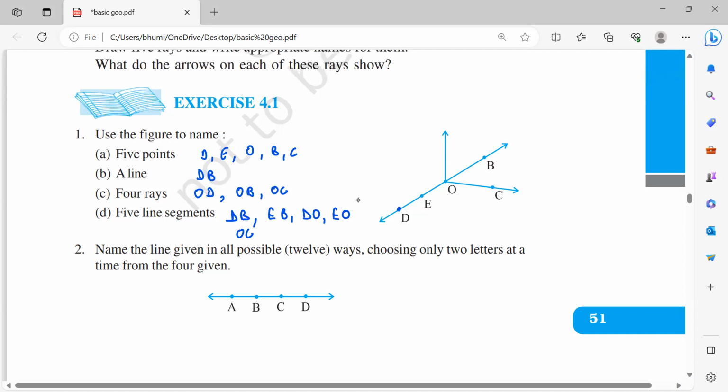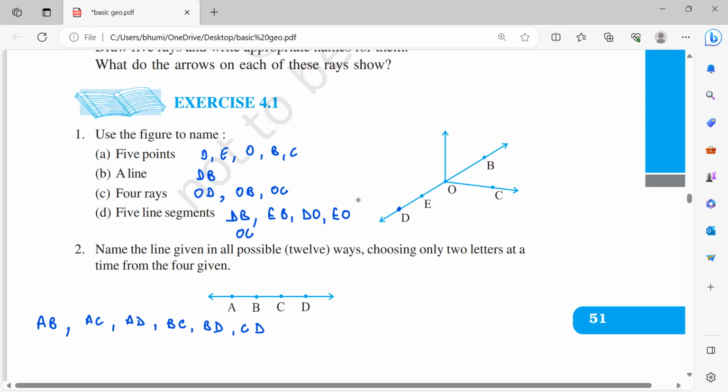Next is: name the line given in all possible 12 ways, choosing only 2 letters at a time from the 4 given. These are the 4 points. You have to write all the possible lines starting from the point A. Let's say AB is the line, then AC, then AD, then BC, BD, then CD.